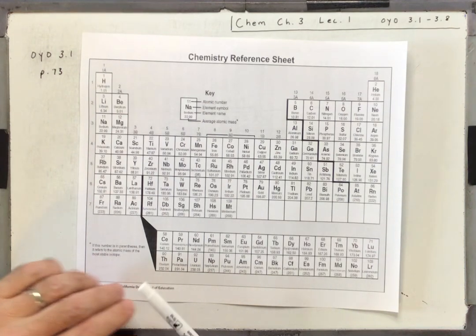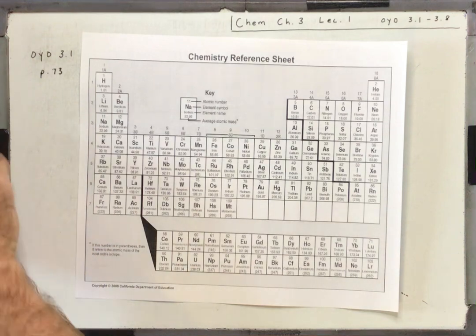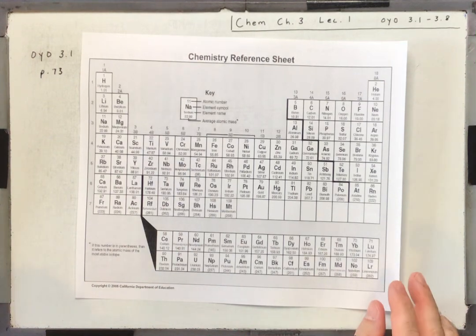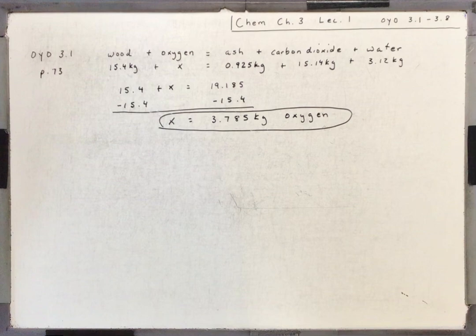All right. So, in your classroom, you may have color-coded. I think some of them are color-coded red, which means that they are a gas at room temperature, and they may be color-coded blue, which means they are a liquid at room temperature, and then everything else is black, meaning it's a solid at room temperature.